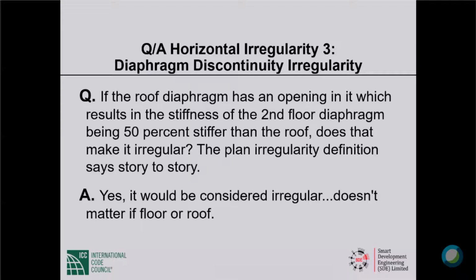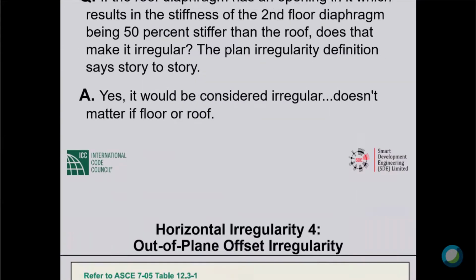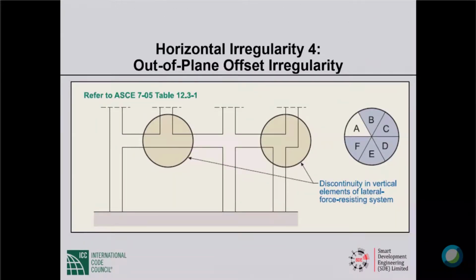So this is a question we have gotten many times. If the roof diaphragm has an opening in it, which results in the stiffness of the second floor diaphragm being 50% stiffer than the roof, does that make it irregular? The plan irregularity definition says story to story. Yes, it would be considered irregular, doesn't matter if floor or roof. So in the definition of this particular type of irregularity, there is no distinction between the roof and the floor, unfortunately. So there is no question that that is the case.